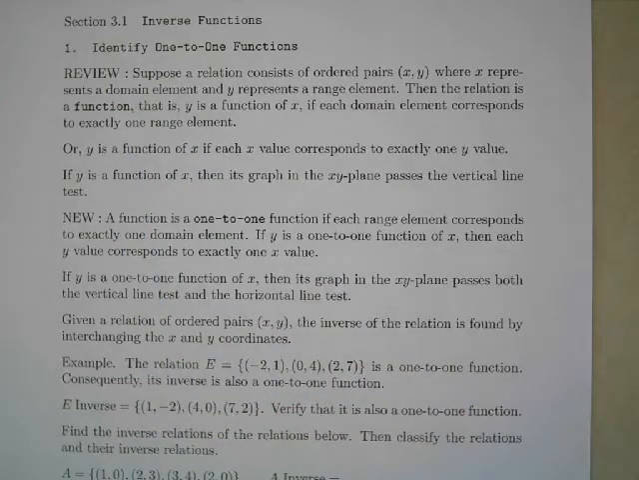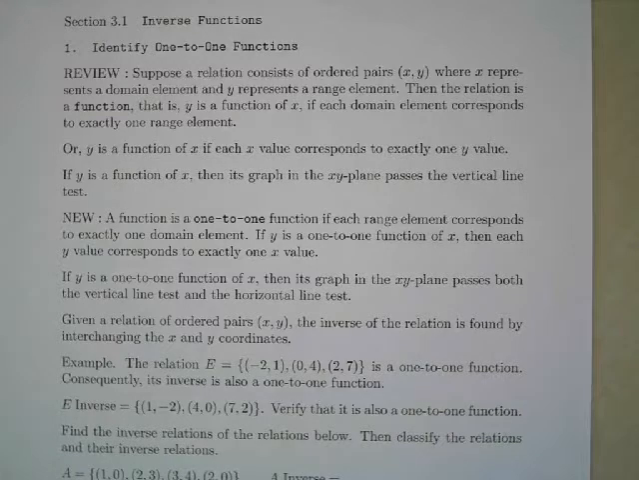Suppose a relation consists of ordered pairs (x, y), where x represents a domain element and y represents a range element. Then the relation is a function, that is, the quantity y is a function of the quantity x, if each domain element corresponds to exactly one range element. Or, another way to put it, y is a function of x if each x value corresponds to exactly one y value. If y is a function of x, then its graph in the xy plane passes the vertical line test.